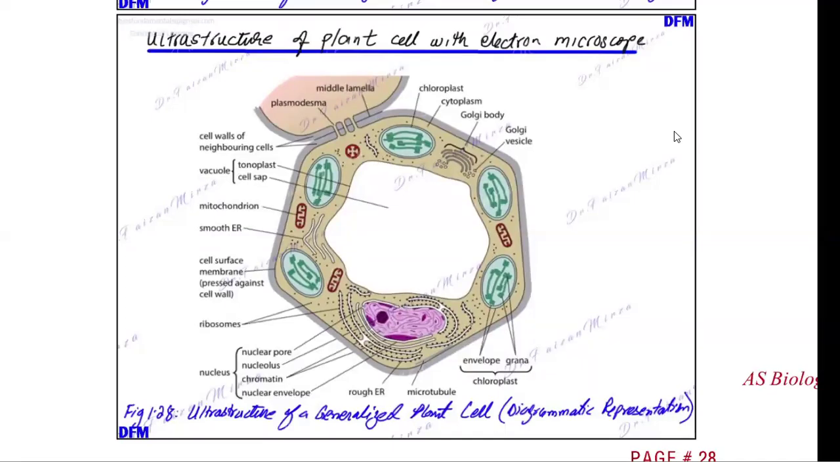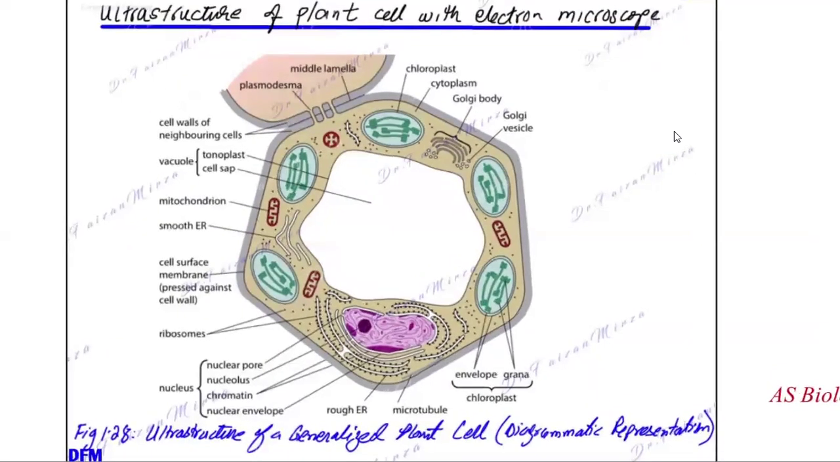Faizan Mirza. In this video, I'm covering with you the ultrastructure of a plant cell when viewed using an electron microscope. And in this video, I'll be discussing with you the plant structures in detail: the chloroplast, vacuole, and cell wall. So let's start. In the plant cell, we start from the nucleus.